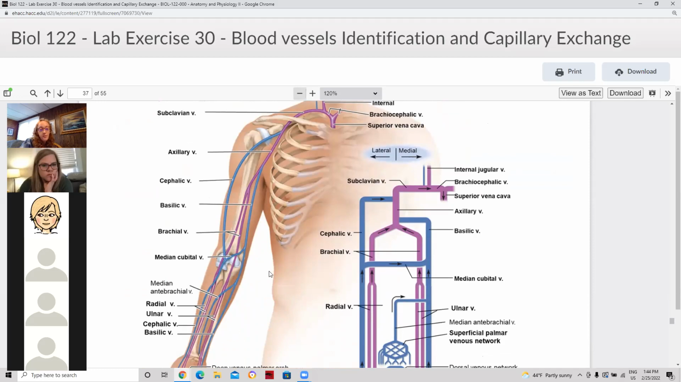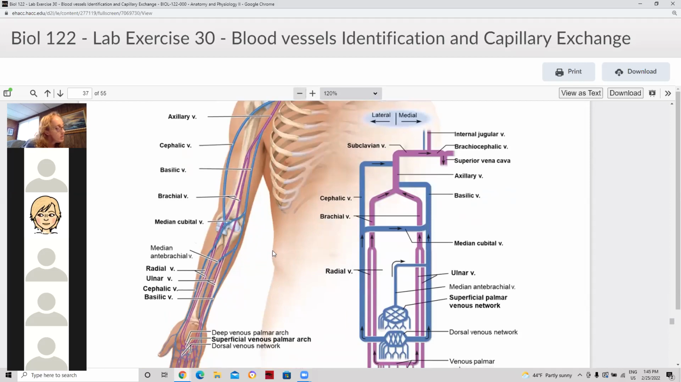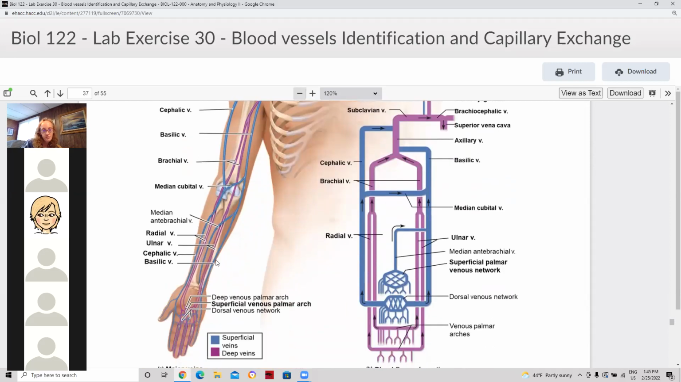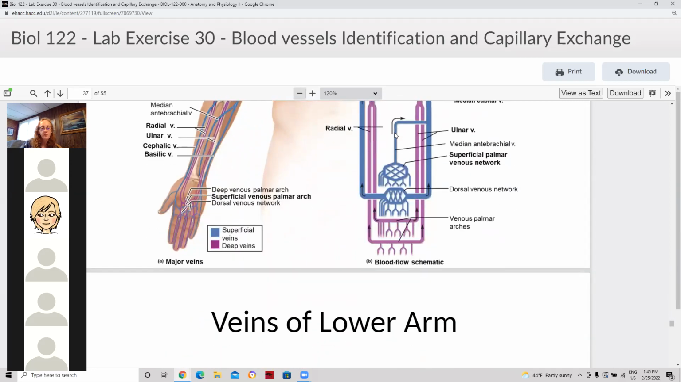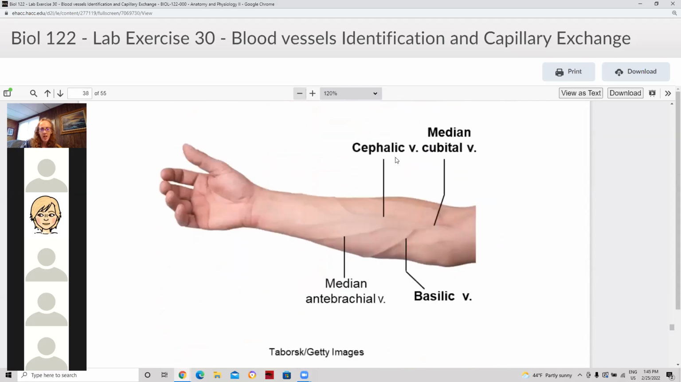Questions? Nope. Okay. Just an overview showing that same thing and how they're merging together and flowing. Allowing you to see them a little better. Median cubital, the cephalic, the basilic. There's also a median antebrachial, ante meaning on the front, going down the front of the arm.